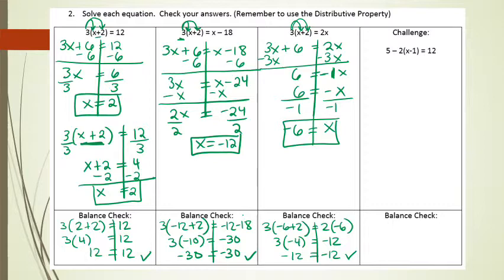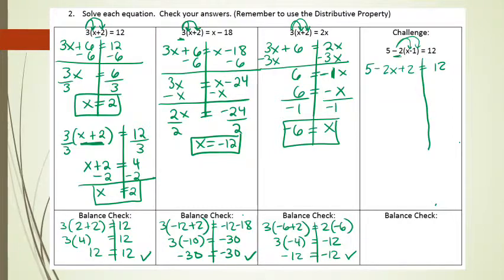Lastly, you have a challenge here. It's up to you if you want to try this one, but here's the answer if you want to check it. So you might notice some distributive property pieces here. Here's the tricky part. You have to make sure when you distribute this term that you distribute the negative with the 2. So this is going to become 5, and negative 2 times x is going to be minus 2x, and negative 2 times negative 1 is going to become positive 2 equals 12.